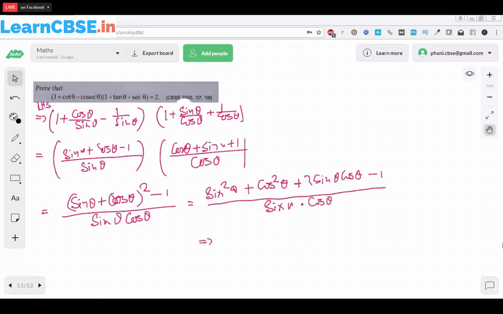So sine square theta plus cos square theta is 1. 1 and this minus 1 get cancelled. So we are having 2 sine theta into cos theta by sine theta into cos theta. It gets cancelled. It gives you 2 as the answer. So this is how we can prove this particular question, which is equals to right hand side.